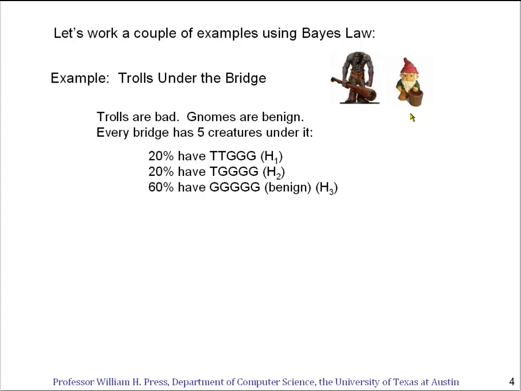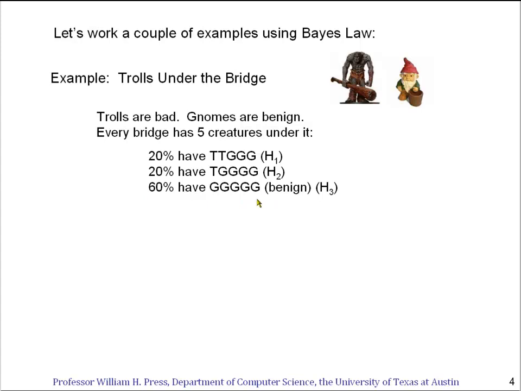And if we look at all the bridges in the land, we see that 20% of the bridges have 2 trolls and 3 gnomes. Another 20% of the bridges have 1 troll and 4 gnomes. We're going to call this hypothesis 1 when we come to any particular bridge, and we're going to call the second one hypothesis 2. Hypothesis 3 is the remaining bridges, 60% of them, and those have no trolls. Those are completely benign with 5 gnomes underneath the bridge.